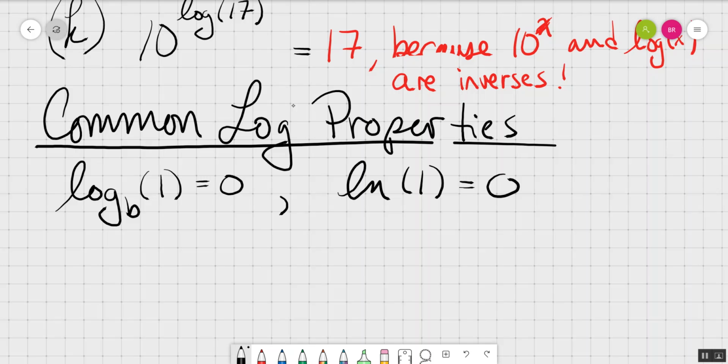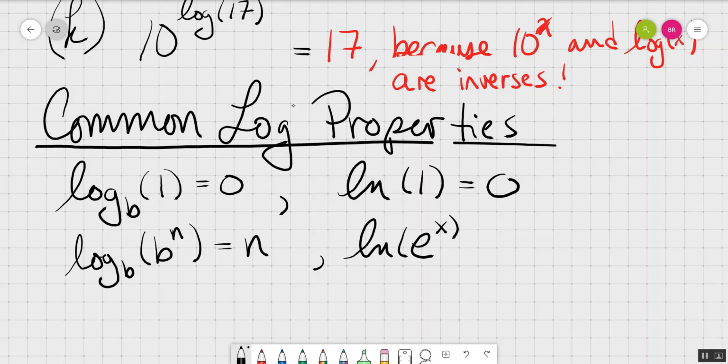If I do the log base b of b to a power, I just get that power because logarithms are questions about exponents. Similarly, if I do the natural log of e to anything, that was supposed to be a bigger parenthesis, I get that thing back. My x's are looking rough.